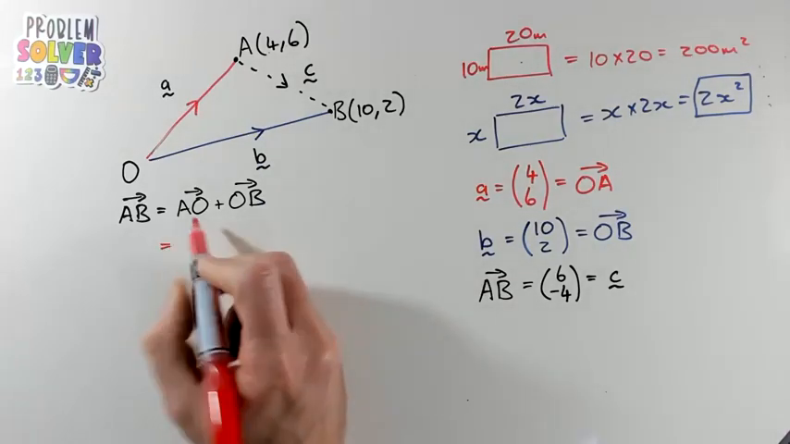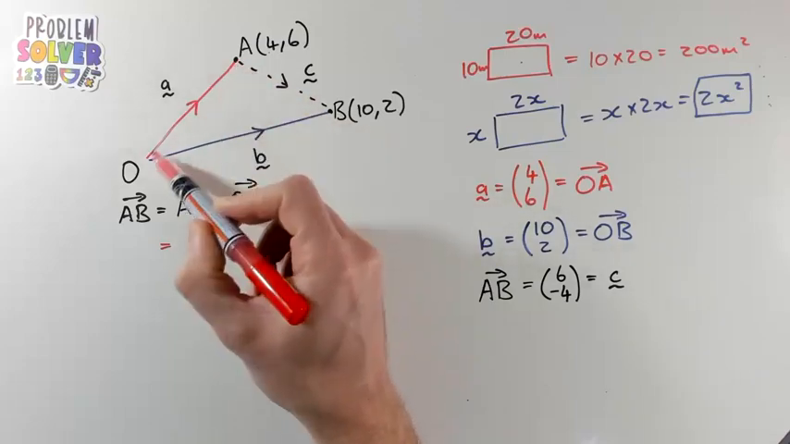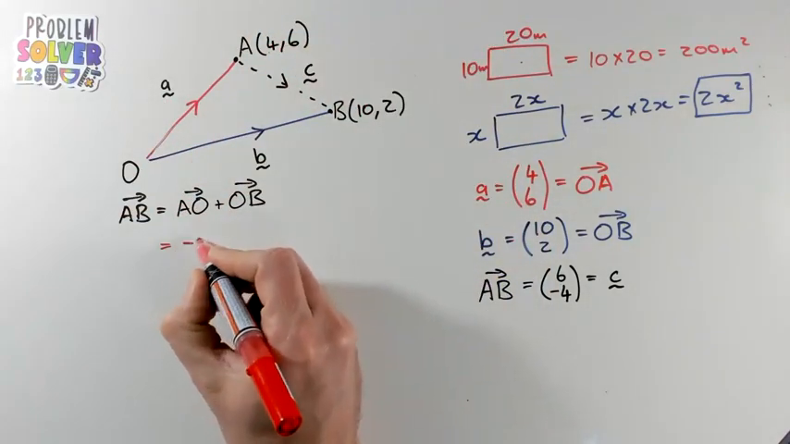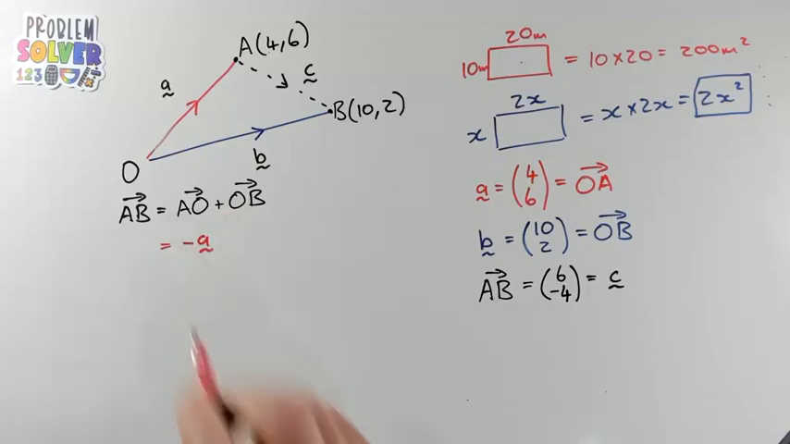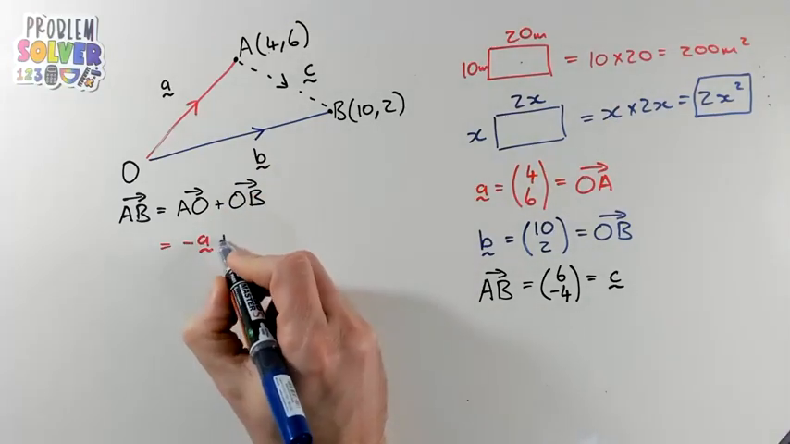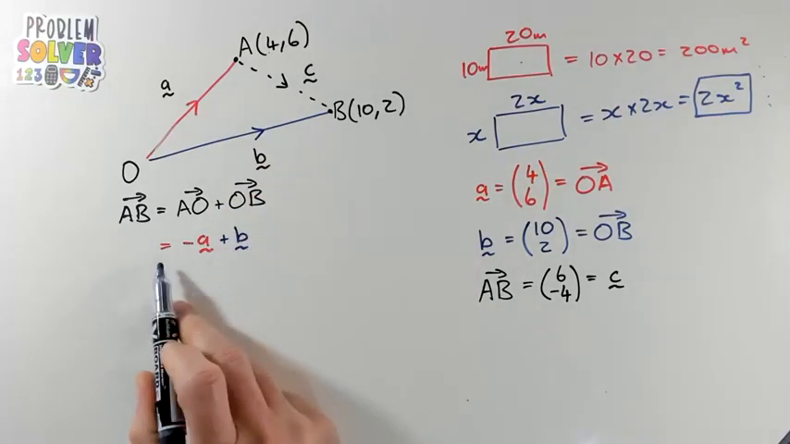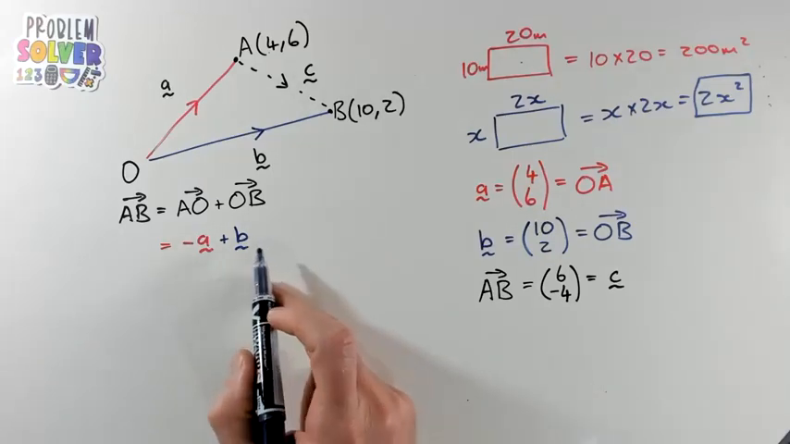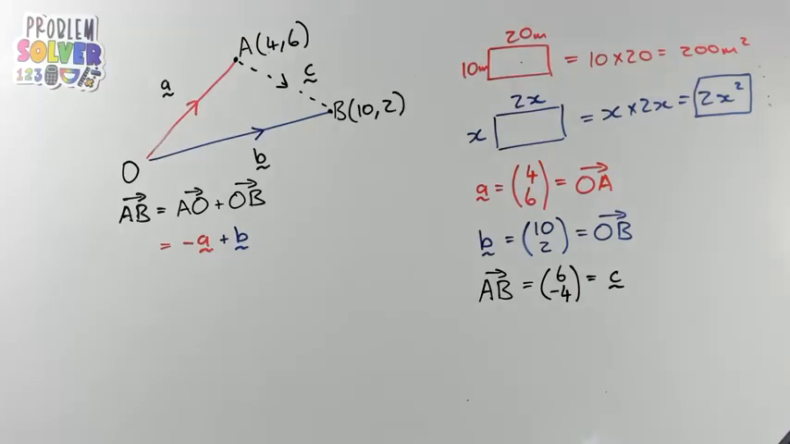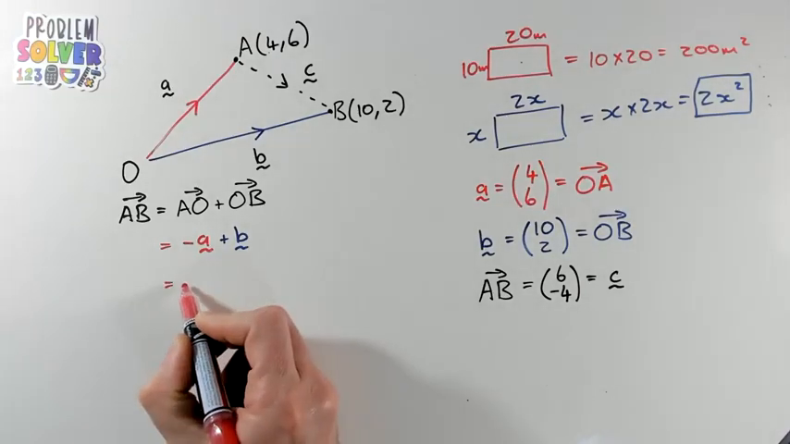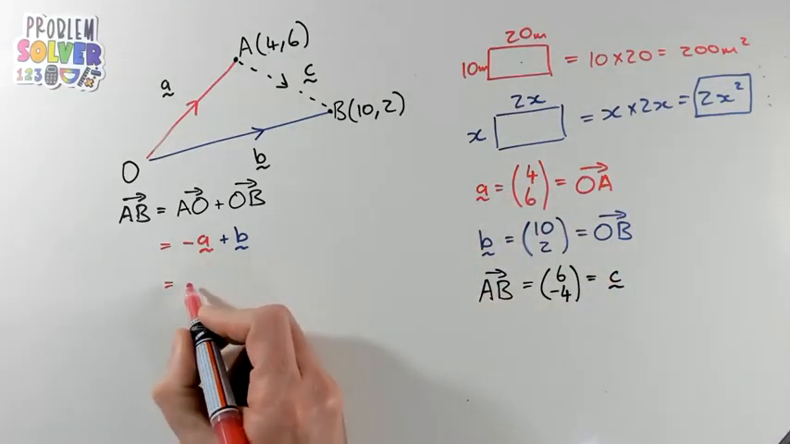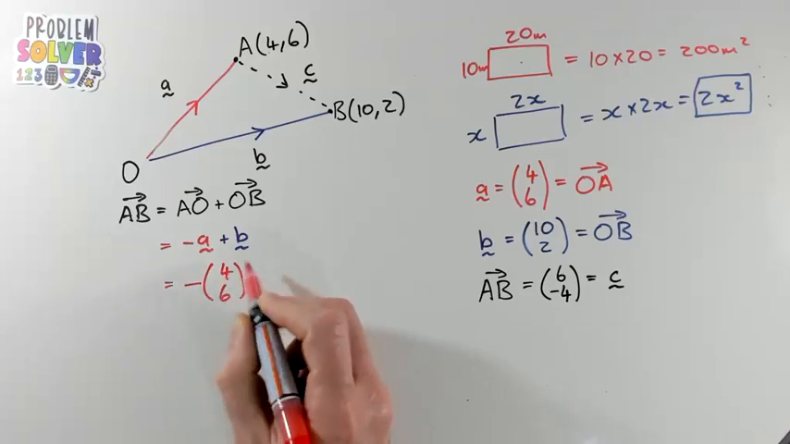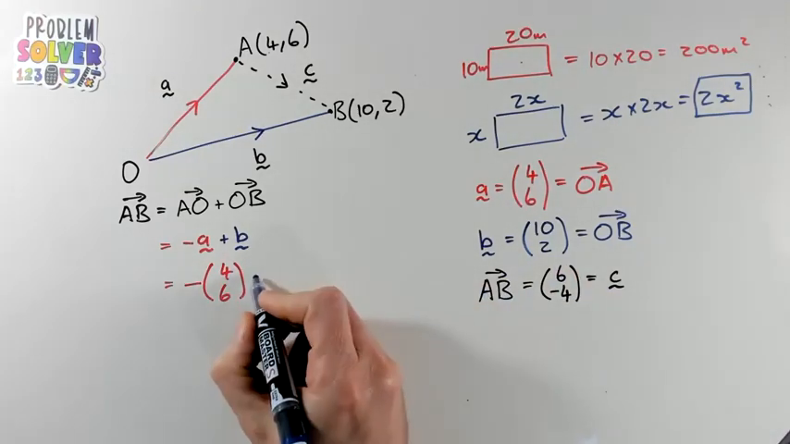For this one, AO is the opposite direction of A. So it's not going to be A, it's going to be the opposite direction. So it has to be negative A. And then this B is in the same direction, so that's B. Now, usually this is where we end in the vectors exams, and this is what they want. But I just want to prove to you what we're actually doing. So I know A is 4, 6, but it's a negative A. So there's a negative 4 and 6, and there's a plus B, which is 10 and 2.